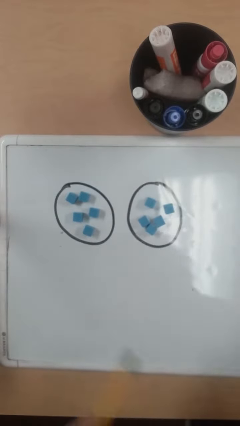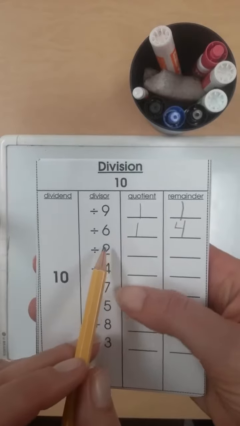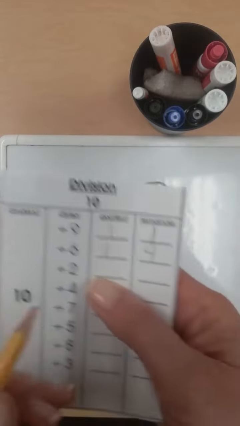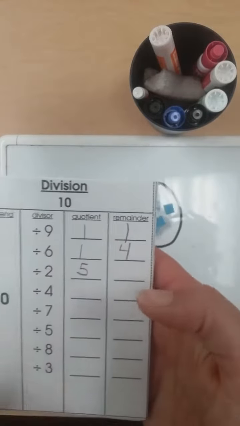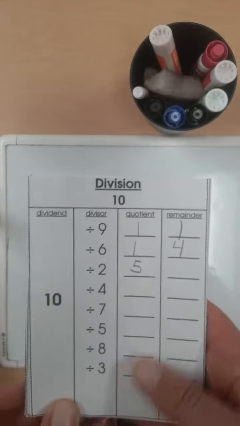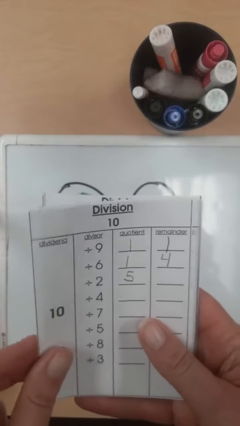And there's no left over. There's no remainder. So 10 divided by 2 equals, there's 1, 2, 3, 4, 5 in each group. So I'm going to put 5, and there's no remainder, so I'll just leave that. Okay, so you kind of get the hang of it, and then you just continue on until you get to the end of this page.